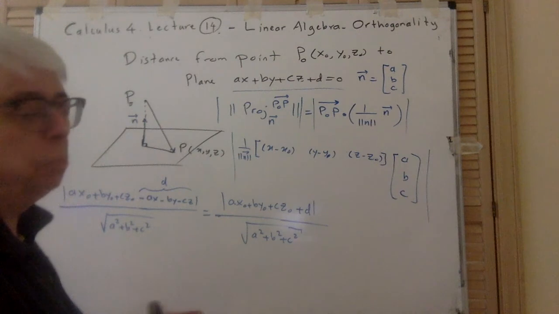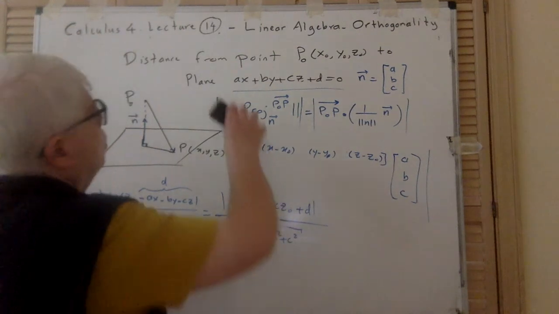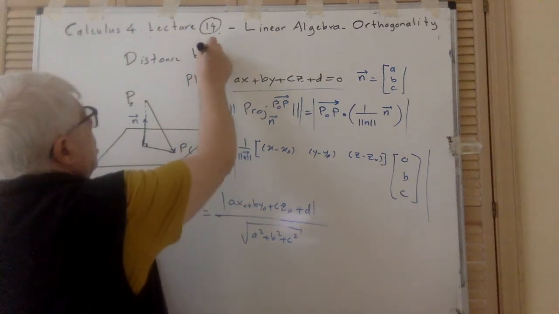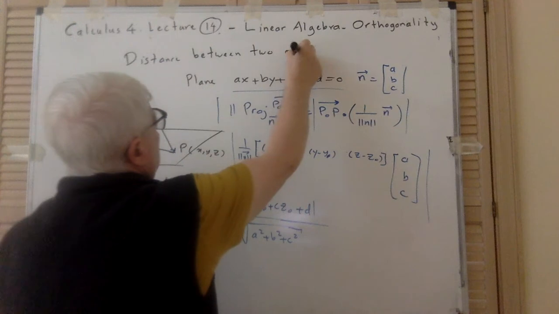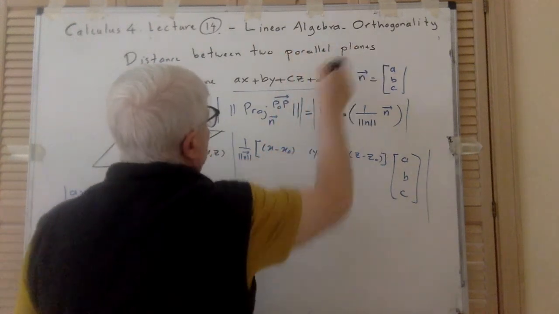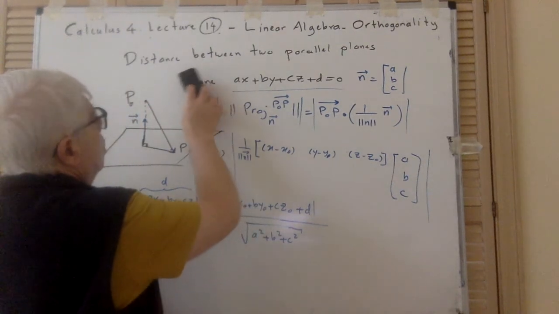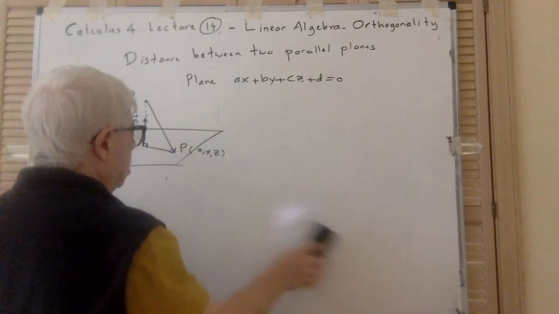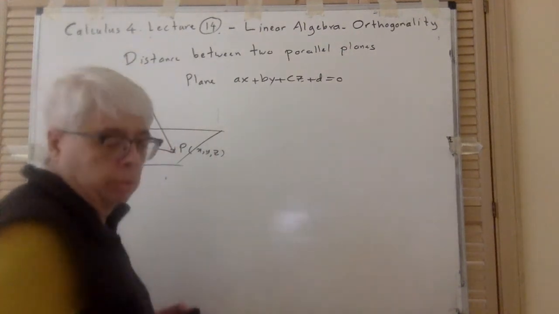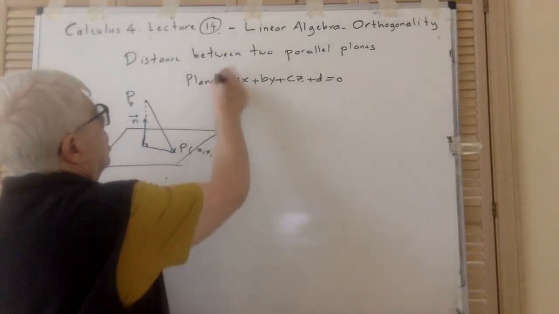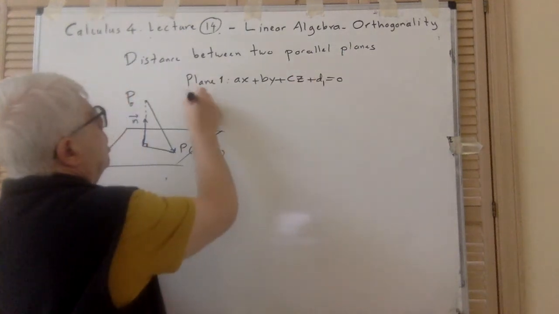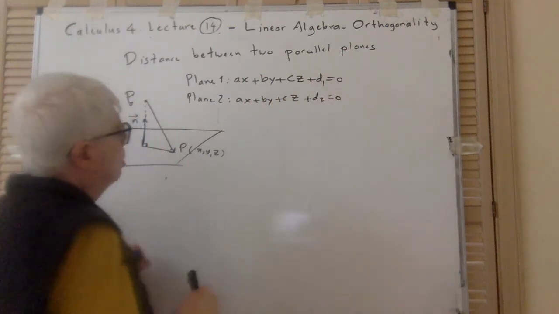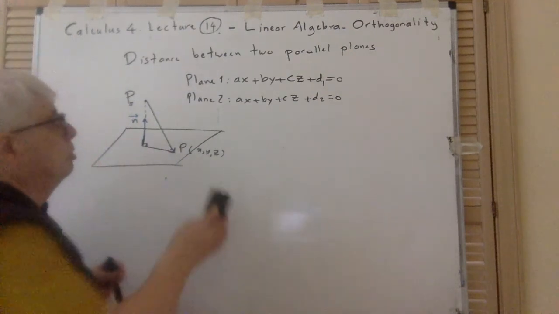And there's also the distance between two parallel planes. Let me discuss that too, and we'll finish this lecture. Distance between two parallel planes. So we have plane 1, which has equation ax + by + cz + d1 = 0, and plane 2 is ax + by + cz + d2 = 0. Parallel planes have the same normal, right?